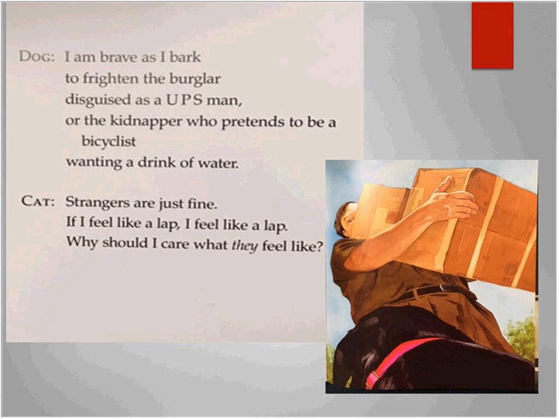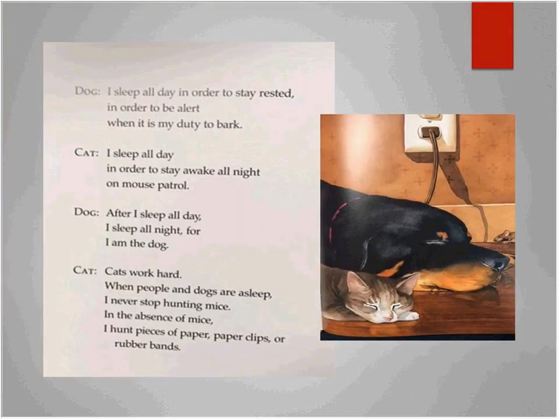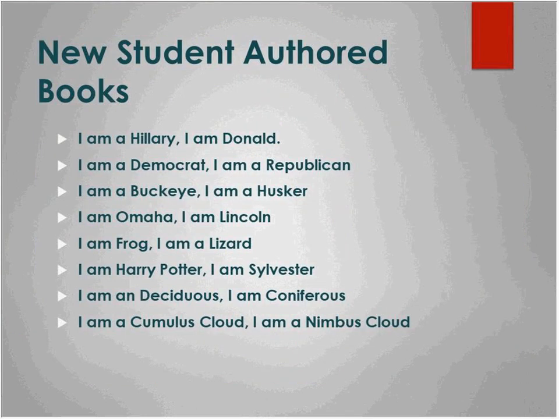Oh, it's a performance, right? The kids can perform, but it's more than that. It can be a model for kids writing. Kids write their own versions of this. I am Hillary, I am Donald, I'm a Democrat, I'm a Republican, I'm the Lizard, I'm Harry Potter, I'm Sylvester, and on and on. I'm a deciduous tree, I'm a coniferous tree, I'm a cumulus cloud, I'm a nimbus cloud. Every one of those we've had students write their own version of it.